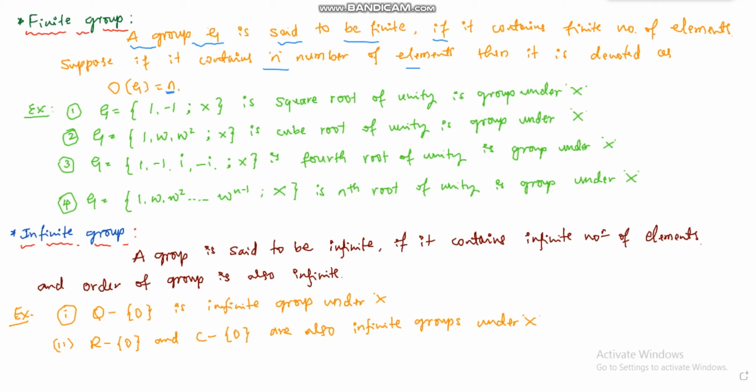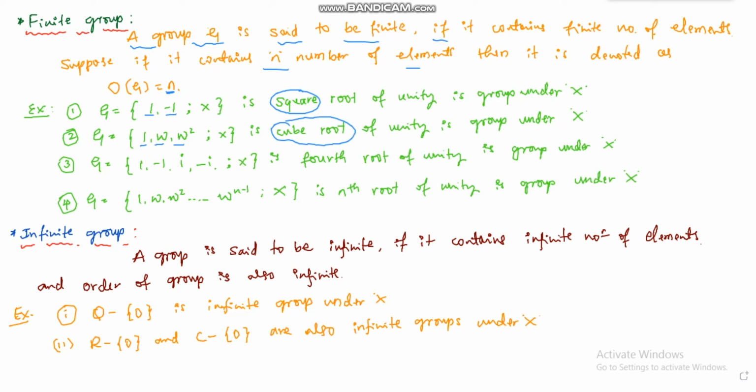For example, see here guys, group G is equal to 1 comma minus 1 under multiplication, which is the square root of unity and is a group under multiplication. This group has only two elements, that's why we are taking the square root here. The second one is G is equal to 1 comma w comma w square under multiplication, the cube root of unity group under multiplication, because there are three elements here.